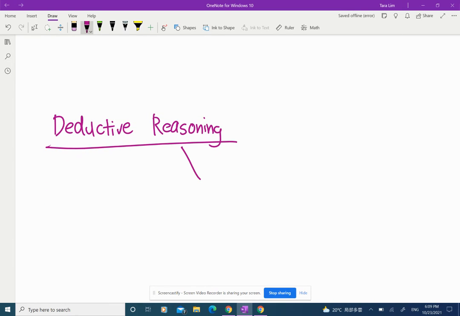I'm not really sure how you pronounce that word. Is it syllogism? Syllogism. Okay, guys, I'm not sure. Please don't laugh at me.